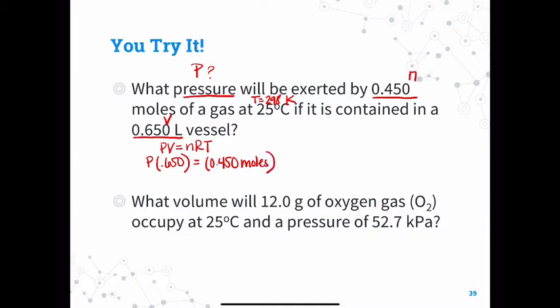We don't have our R, and then we have our T of 298 Kelvin. So what R value do we put in here? Well, usually we look at the pressure and see what the pressure is. But here we're not given a pressure. So as I mentioned earlier, because we're not given a pressure, we can choose any R value we want.